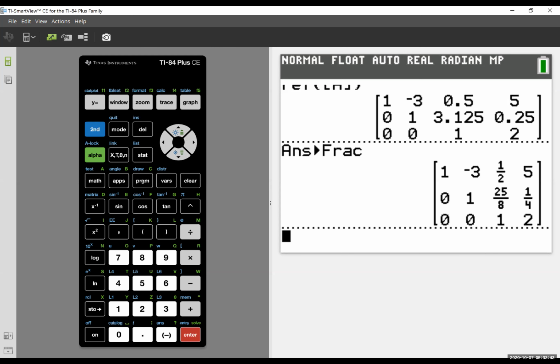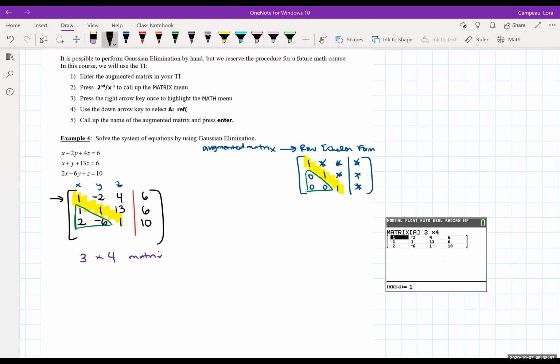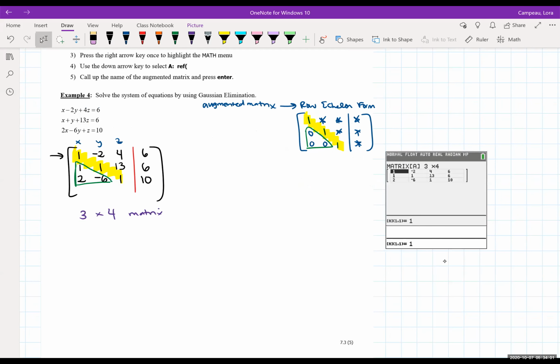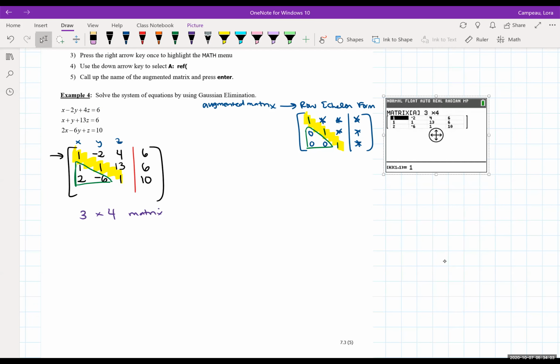I'm going to copy this over so that we can continue to work with this. Notice that when we do copy it over, it is in row echelon form. If I can take this, I can't superimpose it, so I will move it a little bit. There we go. I'm going to copy the other one.